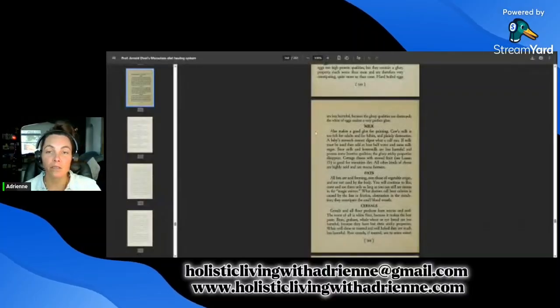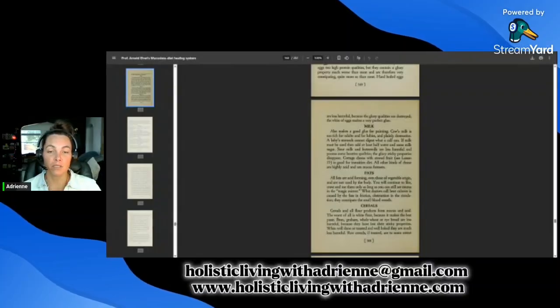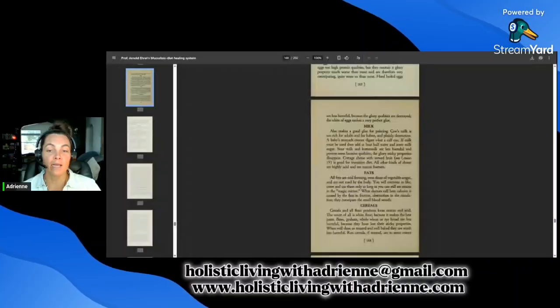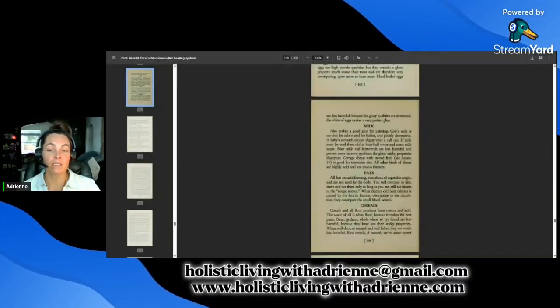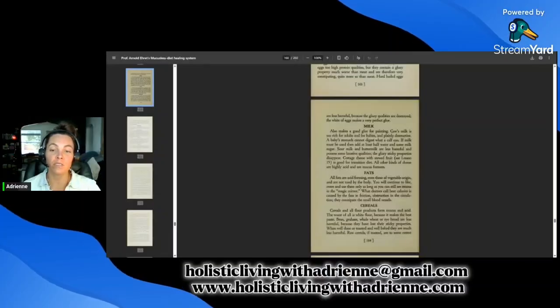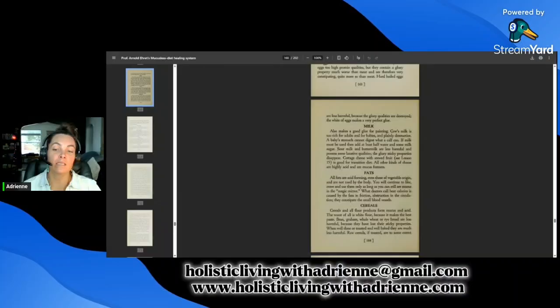Milk also makes a good glue for painting. Cow's milk is too rich for adults and for babies, and plainly destructive. A baby's stomach cannot digest what a calf can. If milk must be used, then add at least half water and some milk sugar. Sour milk and buttermilk are less harmful and possess some laxative qualities. The gluey, sticky properties disappear. Cottage cheese with stewed fruit is good for transition diet. All other kinds of cheeses are highly acidic and mucus formers.